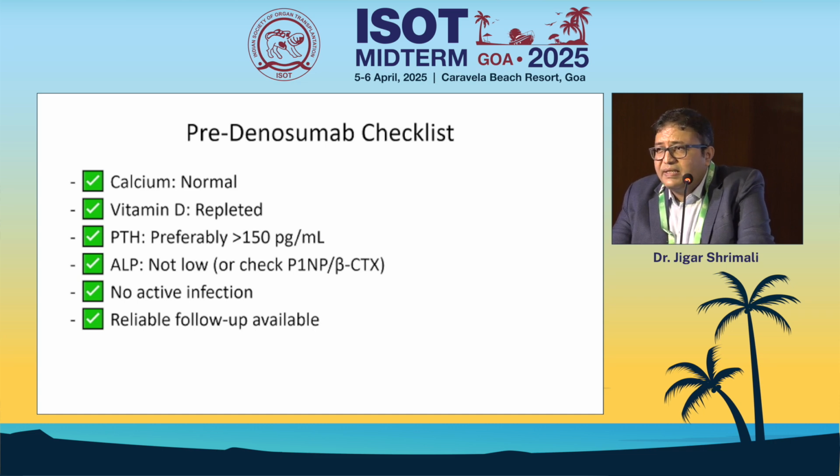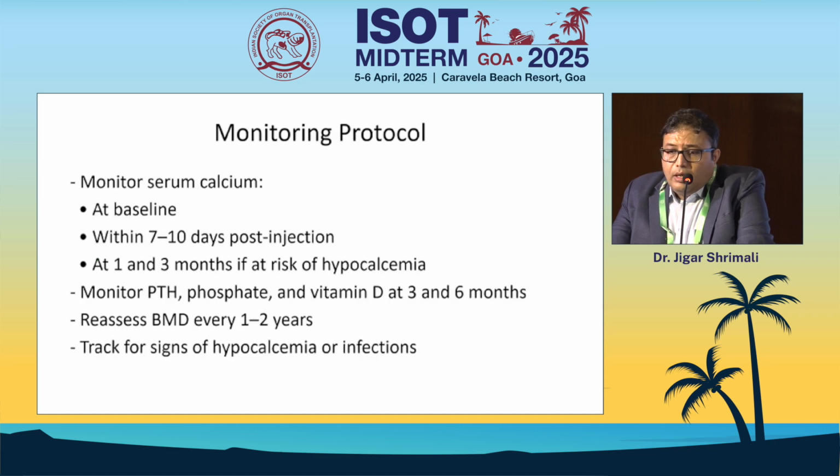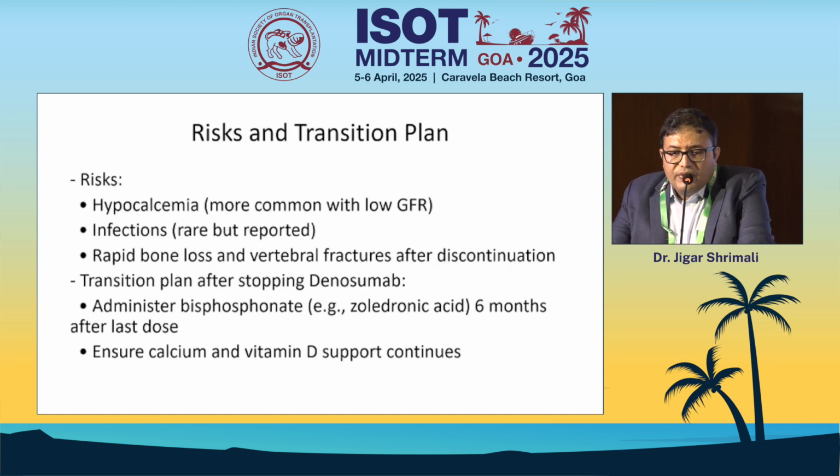Every 6 monthly this injection is to be taken. It is not like we can stop in between and restart. Otherwise, efficacy will go away. We need to monitor the serum calcium at baseline, after 7 to 10 days, then every 1 to 3 monthly to look for hypocalcemia. We need to monitor PTH, phosphorus, vitamin D every 3 to 6 monthly, and we need to reassess BMD every 1 to 2 years. And we need to track signs of hypocalcemia or infection. We need to review this risk factor. We need to keep a checklist for that.